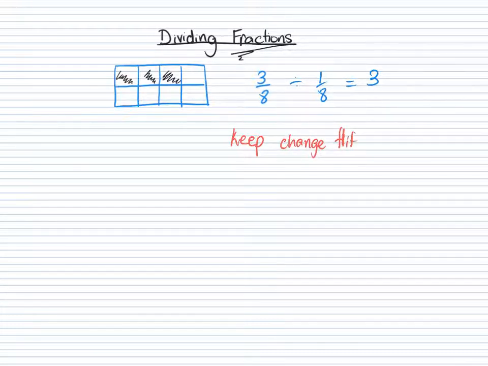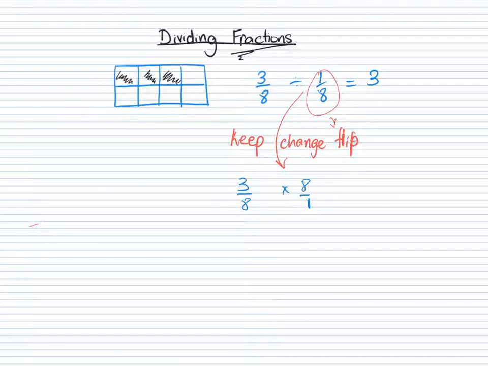So whenever you have, that's not how you spell flip. All right, so whenever you have 2 fractions that you need to divide, you keep the first one the same, 3/8. You change your division sign to a multiplication sign, so multiplied by, and you flip the second fraction to 8/1. And hopefully you've watched my video on multiplying fractions. If not, we'll go over it right now.